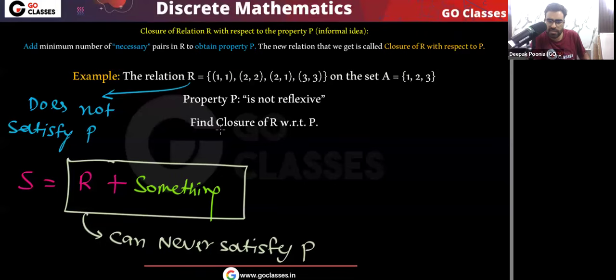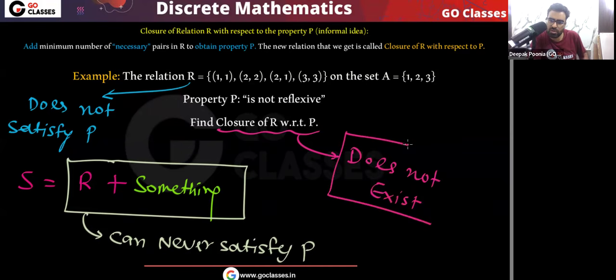So finally I can say that the closure of R with respect to this property P does not exist. Closure does not exist. Okay, is this point clear? Very simple. I hope you understood.